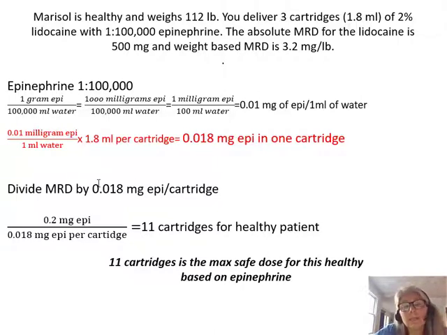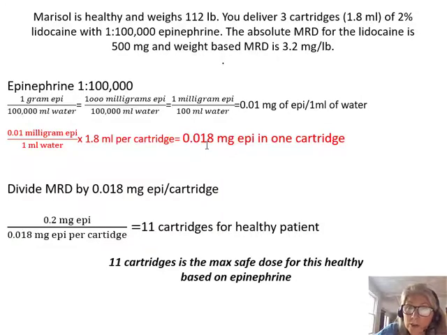So in a previous slide, we went through this. What does epinephrine 1 to 100,000 mean? It means 0.01 milligrams of epinephrine per milliliter of water. Our cartridge here is 1.8 milliliters, and that means that we have 0.018 milligrams of epinephrine in one cartridge.